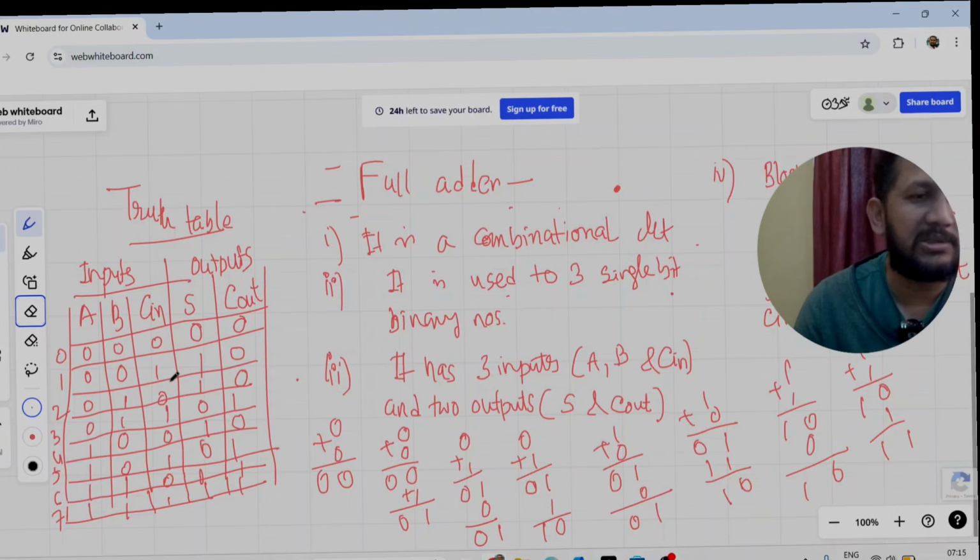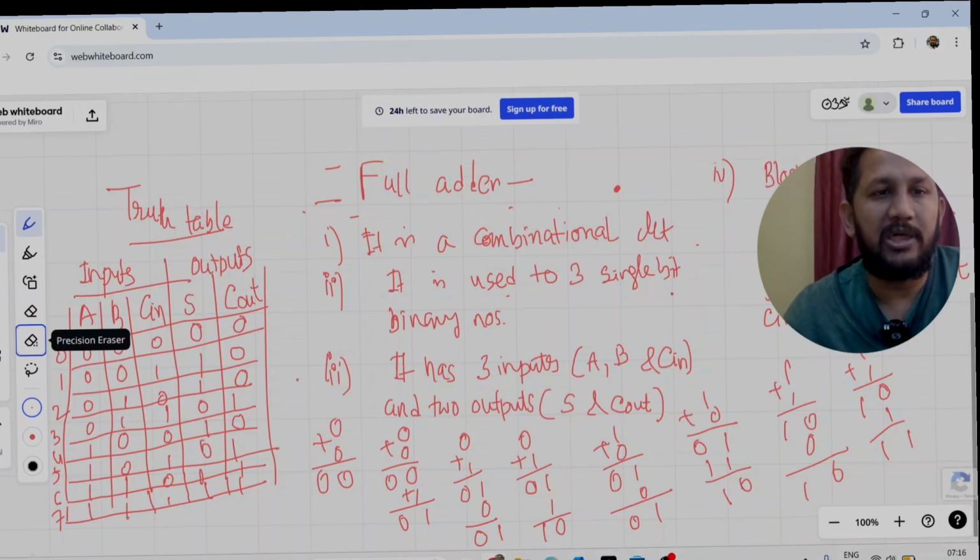Remember, if in any input combination there is a single one, the sum is always 1 and carry out is 0. Here there is a single one, sum 1 carry 0; single one, sum 1 carry 0. So it is easy to remember. If in the input combination there are two 1s, the sum is 0 and carry is 1. In this way we will get the truth table.